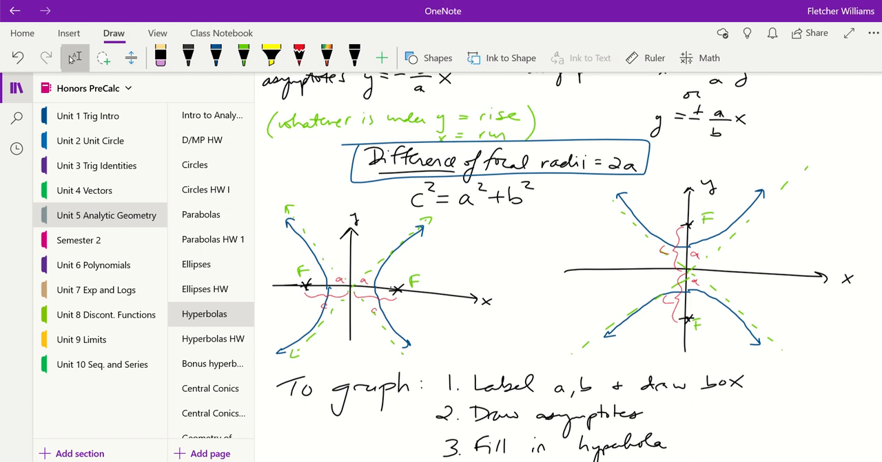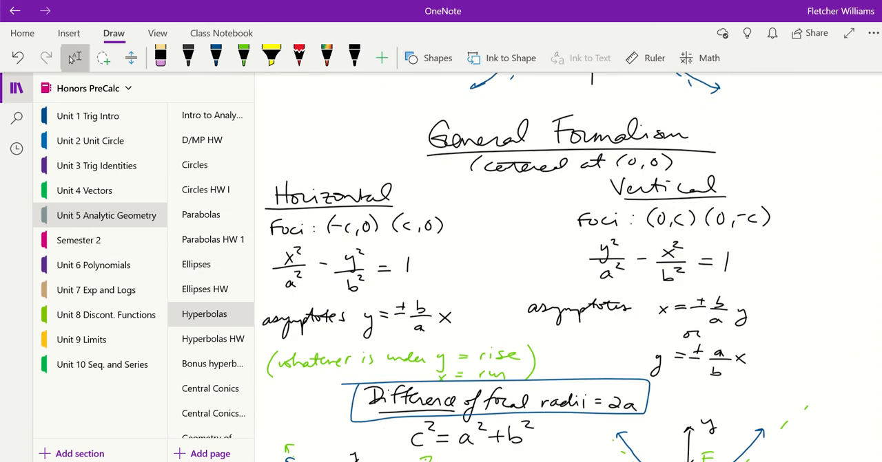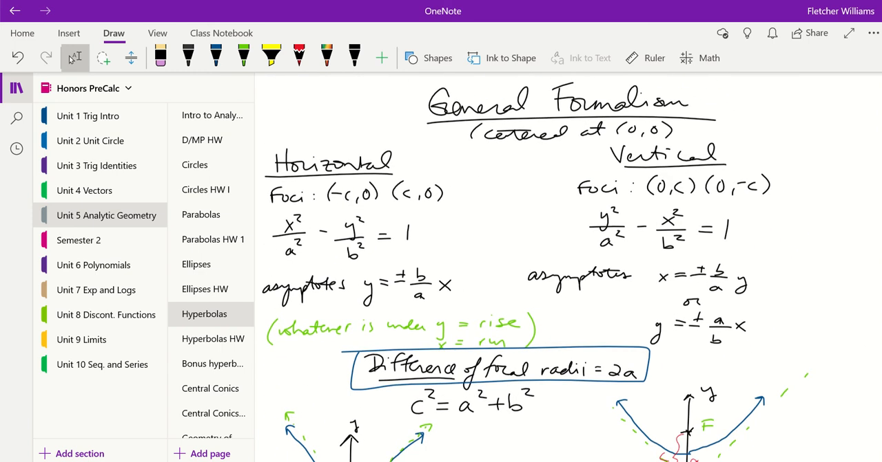See, there's a horizontally oriented one on the left. You see it? Okay, great. So this is horizontally oriented, so the A goes with the X. This is vertically oriented, so the A goes with the Y. In other words, whatever is under the X, you draw on the X-axis. Whatever's under the Y, you draw on the Y. Just think of it like that.